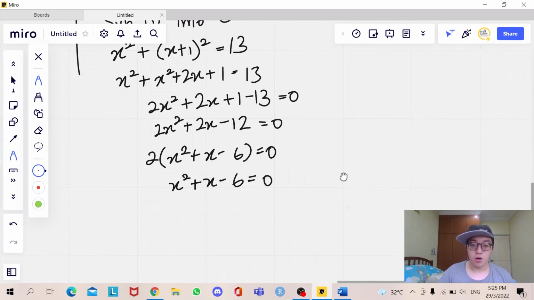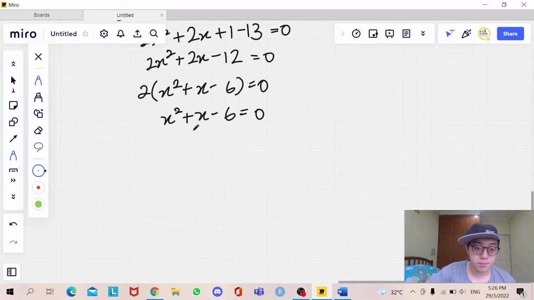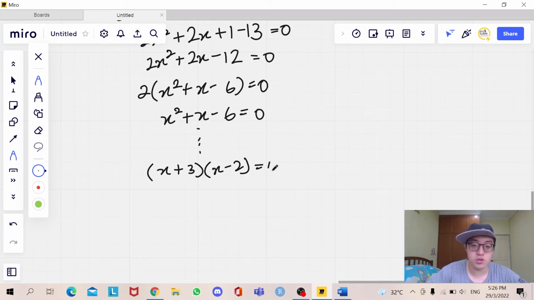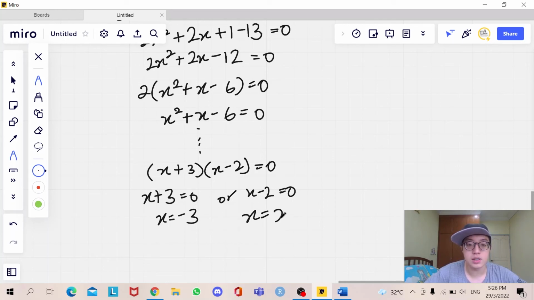From here onwards, you will need to solve for x, using the few methods that I will bring out in the next video. In this case, we will get x plus 3 and x minus 2 equals 0. I'll explain this in the next video. So from here, we get x plus 3 equals 0 or x minus 2 equals 0. Therefore, x equals negative 3 or x equals 2.